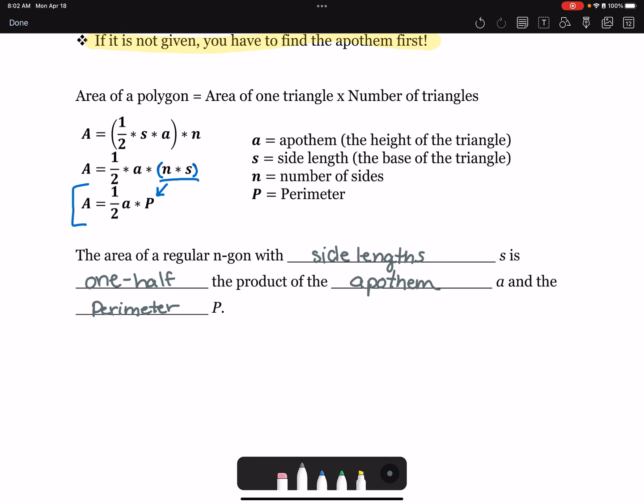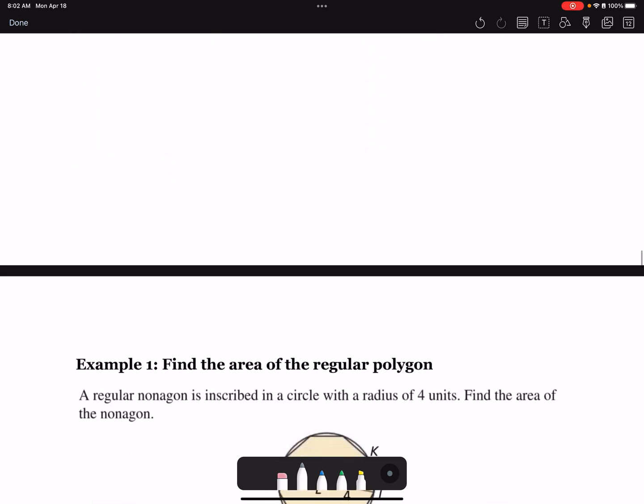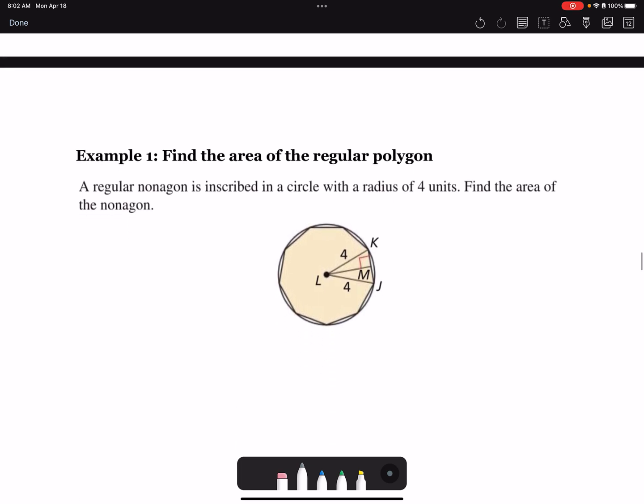So let's go ahead and do an example of this. I chose an example where you would have to find the apothem, and I'll talk about how we do that. So I have a regular nonagon. That's the important thing to remember. I have 9 sides. A nonagon is 9 sides, inscribed in a circle with a radius of 4 units. I have a radius. That's not the apothem. We need to find the area of this nonagon.